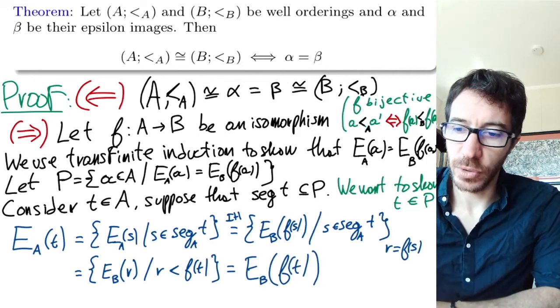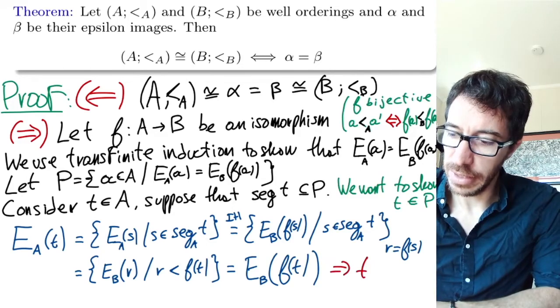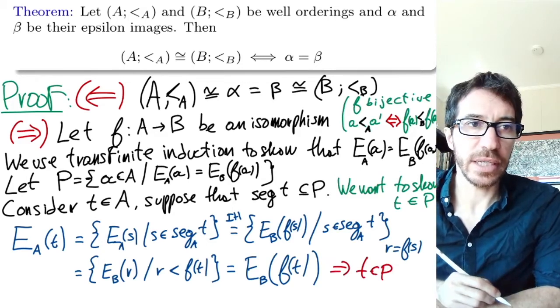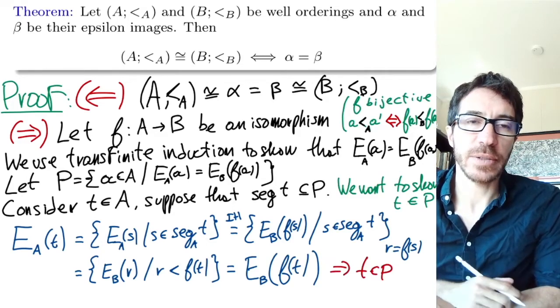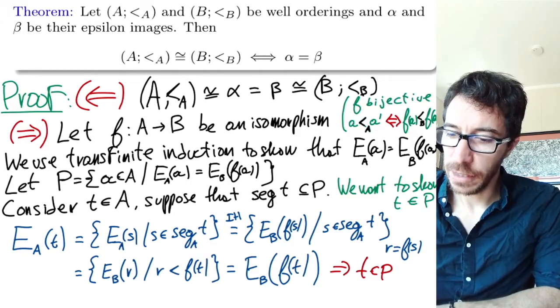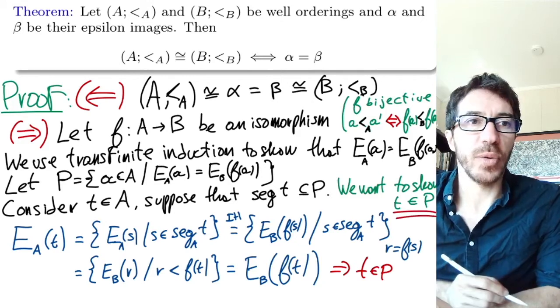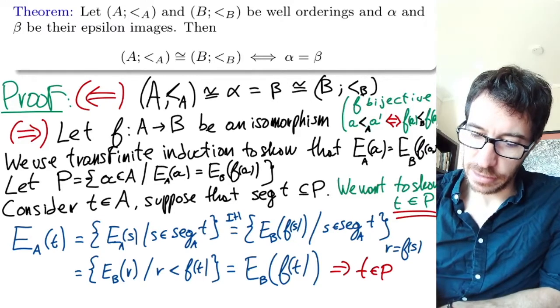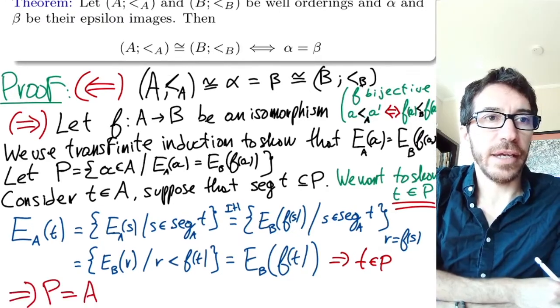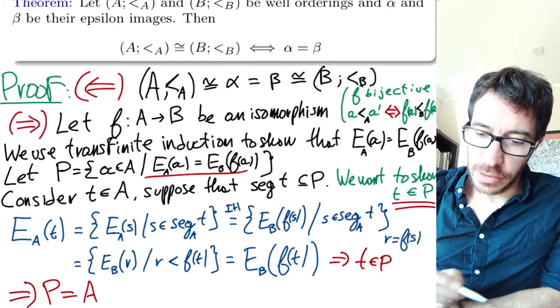So that's how we conclude that T belongs to P. That's the property that we wanted, right? That E of T equals E of F of T. That's how we conclude that T belongs to P. And that's what we wanted for our induction hypothesis. So we proved that P is everything. And therefore, these E's are all the same.